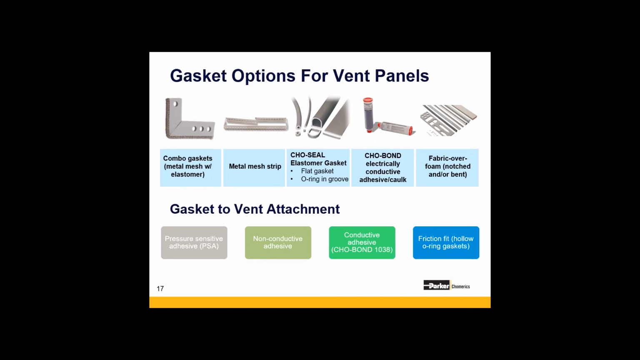And when it comes to some of the gasket attachment methods, the gaskets can be attached to vents using pressure-sensitive adhesive, non-conductive adhesives, conductive adhesives, or friction fitting a hollow O-ring into a groove. In most of the designs, we actually design the gasket into the frame and provide a one-piece solution. So it really eliminates the time for assembly and the multiple components that you have going on.